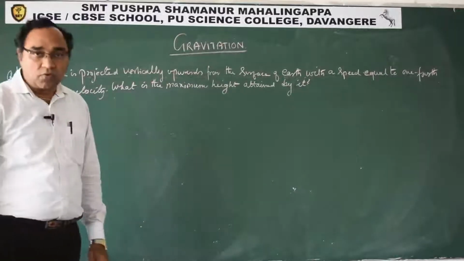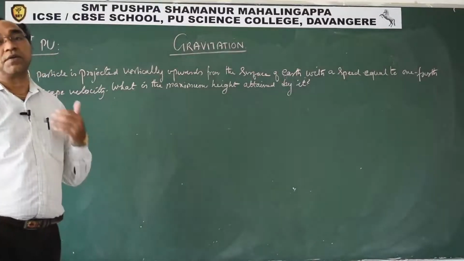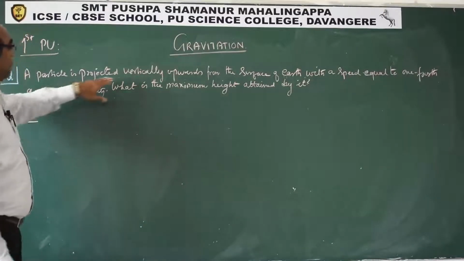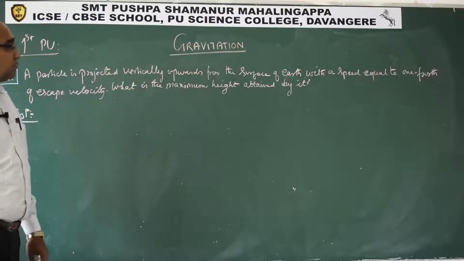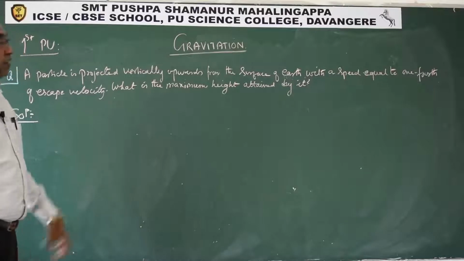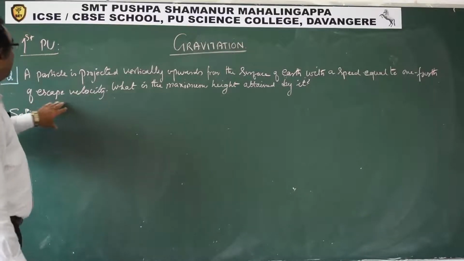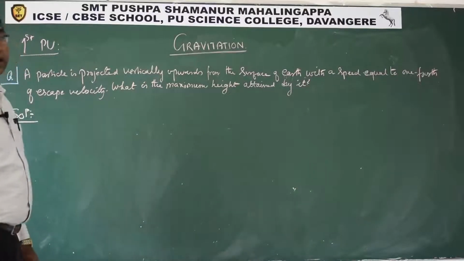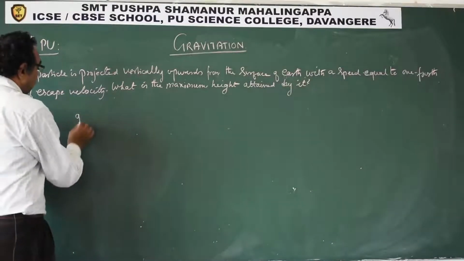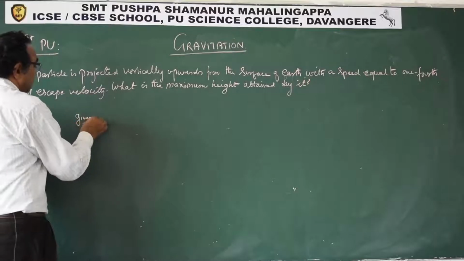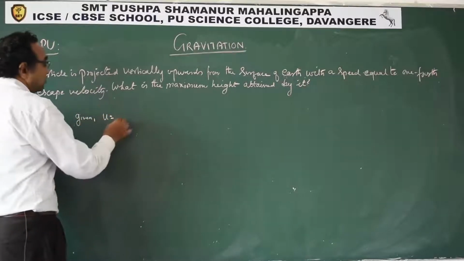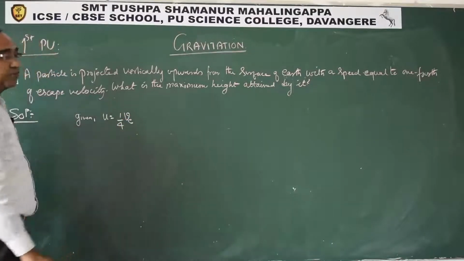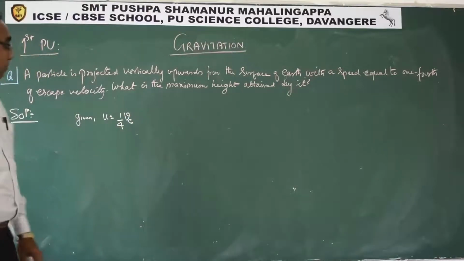Students, let us take one more question which will help us understand the concept of escape velocity. A particle is projected vertically upwards from the surface of earth with a speed equal to 1/4 of escape velocity. What is the maximum height attained by it? What is given? Given u is equal to 1/4 of, let us say, escape velocity from the surface of earth. This is what is given.